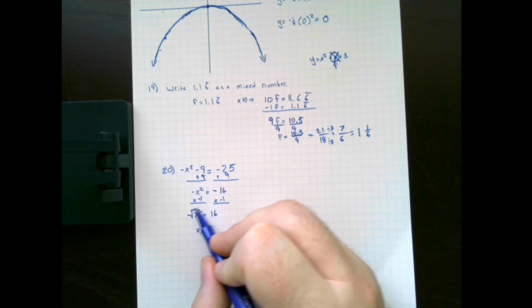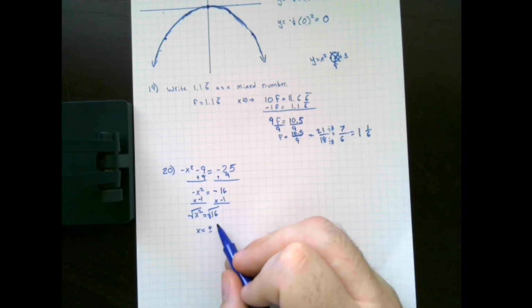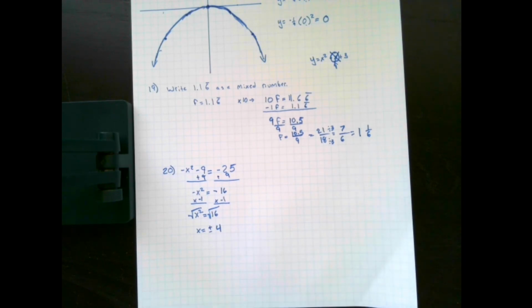Then we can take the square root, and we'll get plus or minus the square root of 16, which is 4. And that's our final problem for the day.